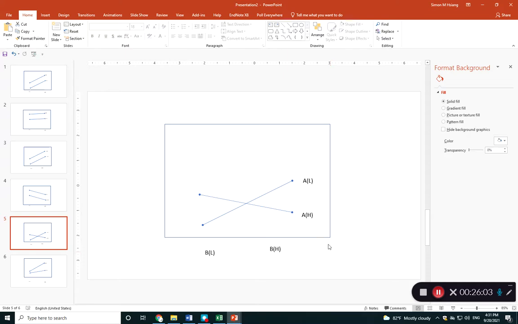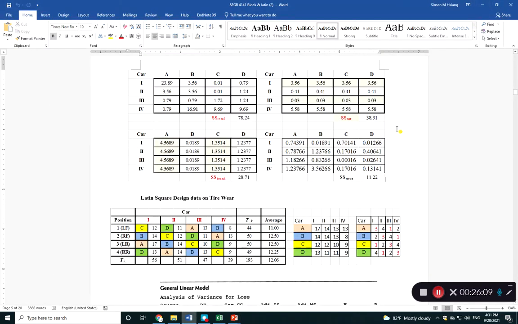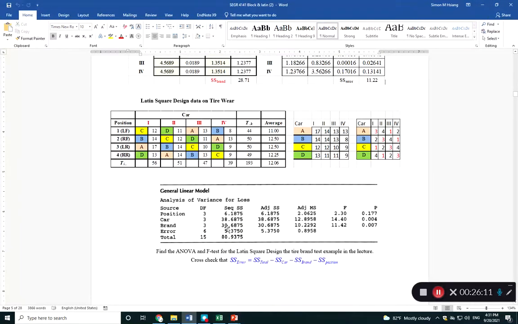Let's come back to solve the simple one. So in this case, I reorganize this 3 times, and then I find the Anova table. Here, when I look at this Anova table, the error term is the same, but the p-value is saying position is not important, not significant. Car is important. Different car is significant, and different brand is significant.